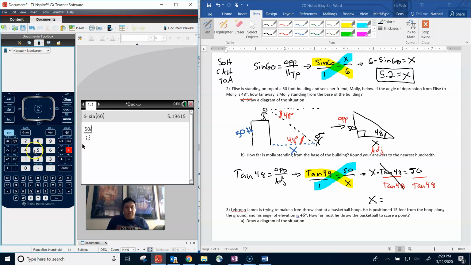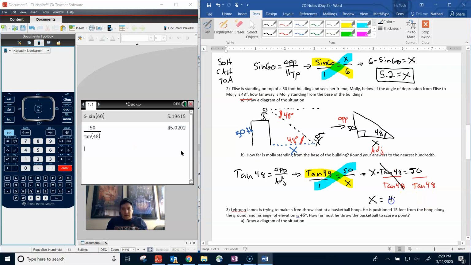So let's do control divide. 50 divided by trig, hit tan of 48. Whoops, didn't work at all. There we go. Down, trig, tan of 48. And there we go. We get about the height of that. She's about 45.02 feet away. And that's that.